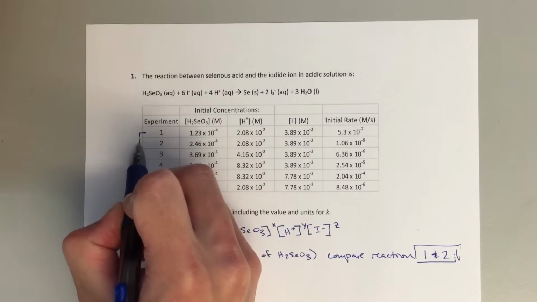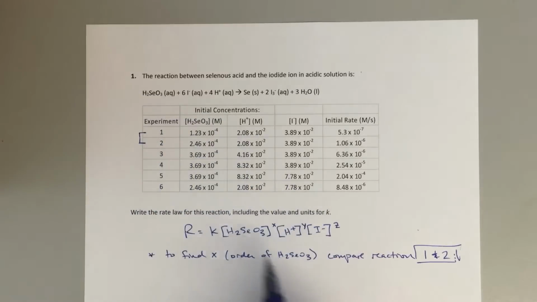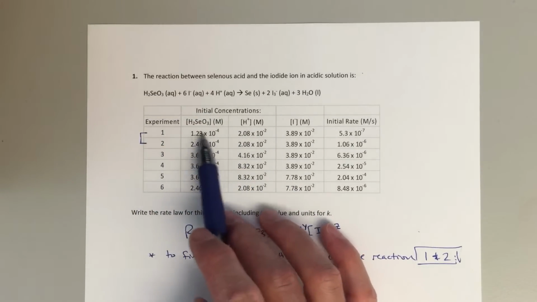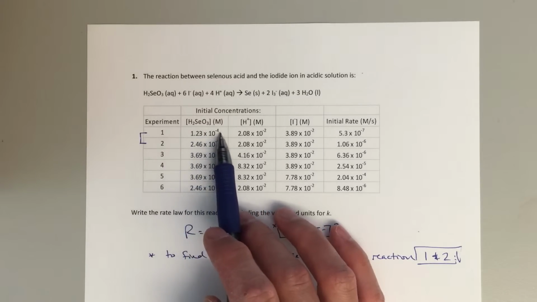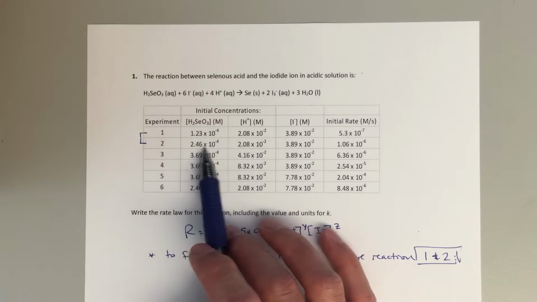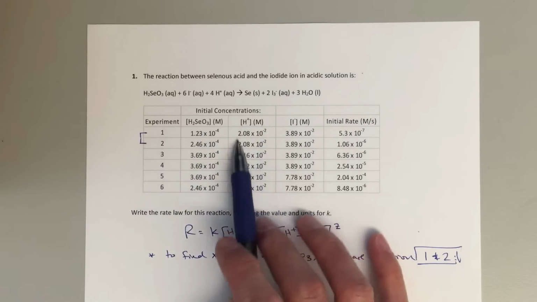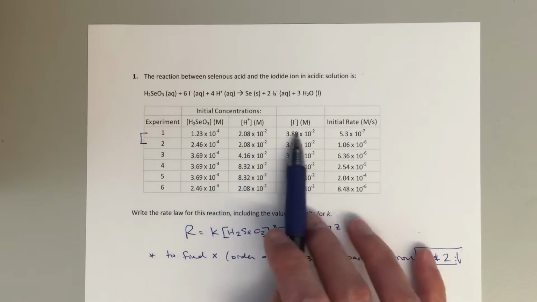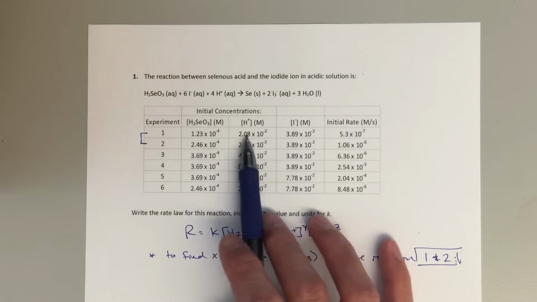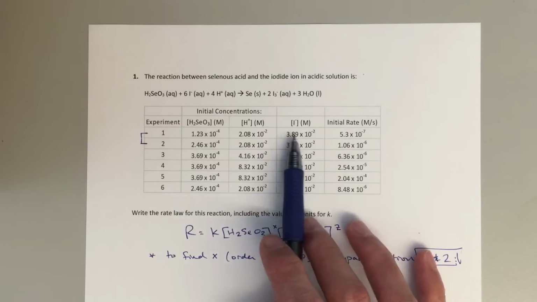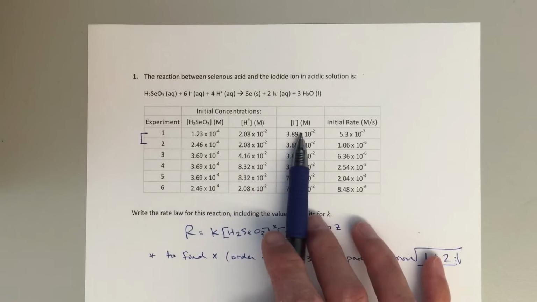I know that I'm going to compare reactions 1 and 2 because what I'm looking for is that only one of these concentrations changes. So here I'm going from 1.23 times 10 to the minus 4 molar to 2.46 times 10 to the minus 4. So this concentration has doubled, and my other initial concentrations have stayed exactly the same, right? 2.08, 2.08, 3.89, 3.89. So these concentrations are the same.